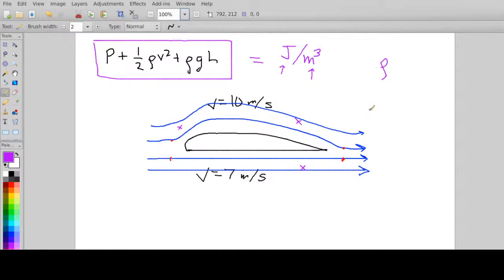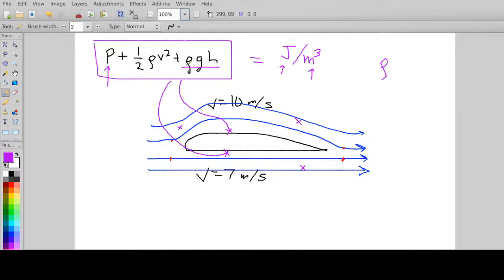Now, I just said you can calculate it anywhere and you get the same number. But to solve this problem, where do you want to calculate it? Well, you want to calculate it at the top of the wing, where the velocity is 10 meters per second, and at the bottom of the wing, where the velocity is 7 meters per second. So you have different V's on the top and bottom, and as a result, you have to have different pressures.